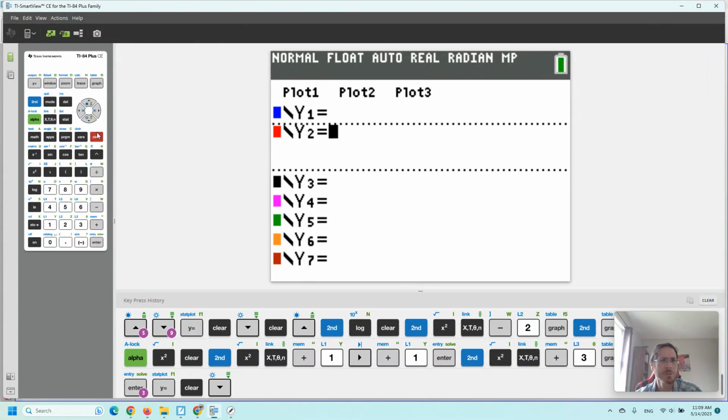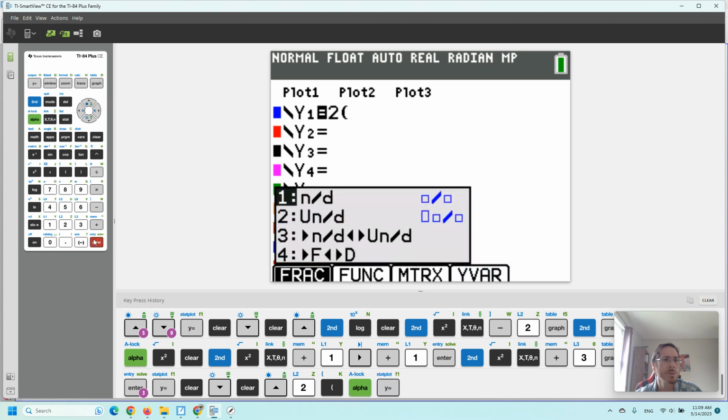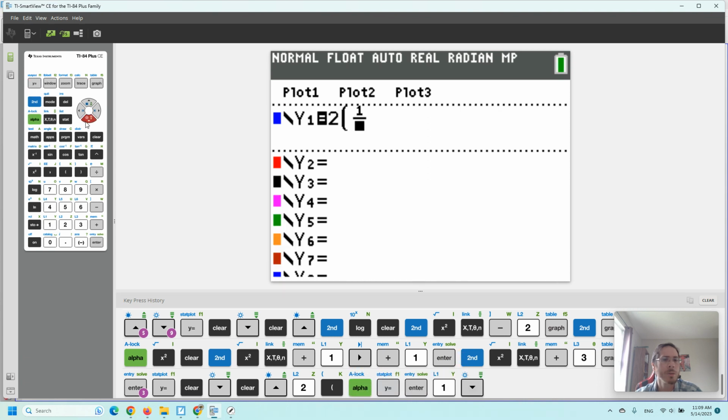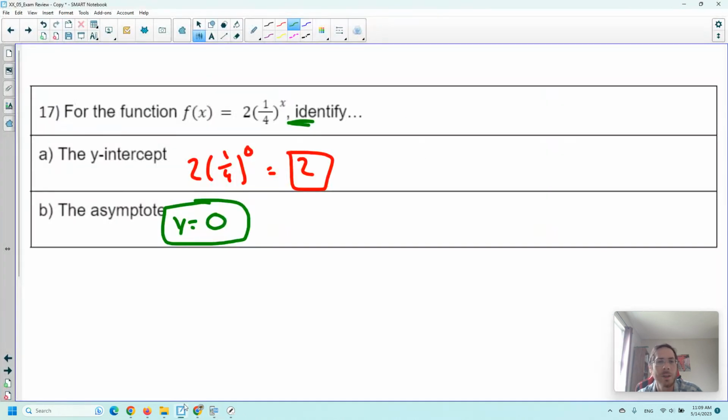We can put it in to parentheses 1/4 to the x power. So to the power of x. And again, we just get the regular, okay, yeah, that looks pretty much like an exponential. Hit trace, you can see 0, 2 is the y-intercept. It's very clearly leveling off at 0, at y equals 0, so we know that's going to be the asymptote.